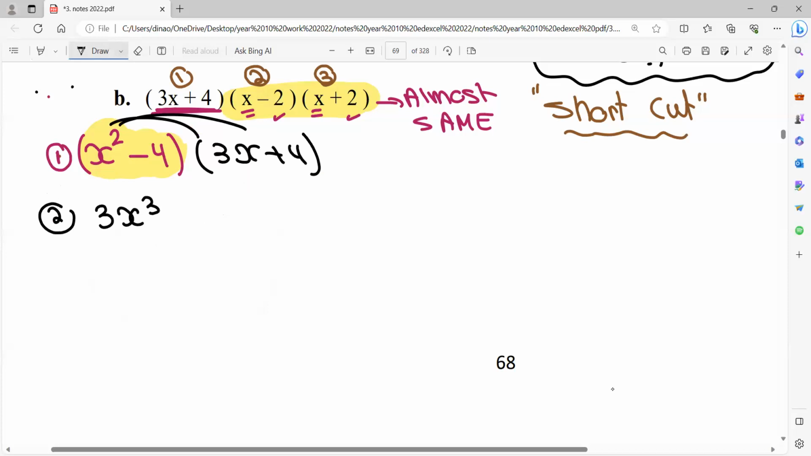X power 2 times 4 is 4x squared. And then take the second term times here times there. Negative 4 times 3x is negative 12x. Negative 4 times positive 4 is negative 16. And here goes your answer.